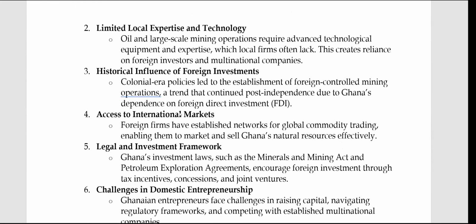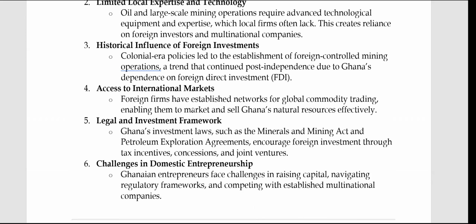Access to international market. Yes, the foreign firms have established networks globally, so it can also get us that global network, right? Our legal and investment framework: Ghana's investment laws like the Minerals and Mining Act, petroleum ones, encourage foreign investment through tax incentive. It also leads to economic growth. Challenges for domestic entrepreneurs: Ghanaian entrepreneurs face challenges in raising capital, navigating frameworks, and the rest. That is why we prefer the foreigners more.